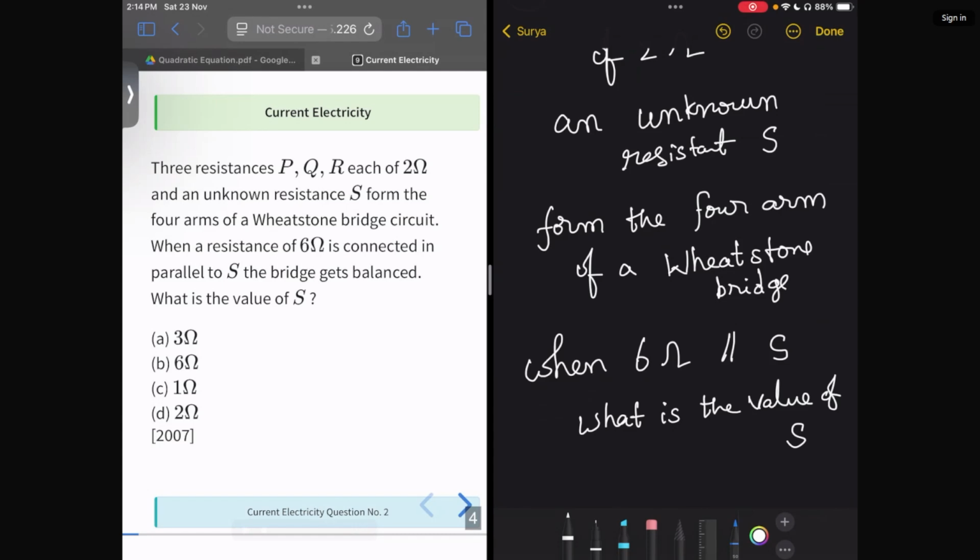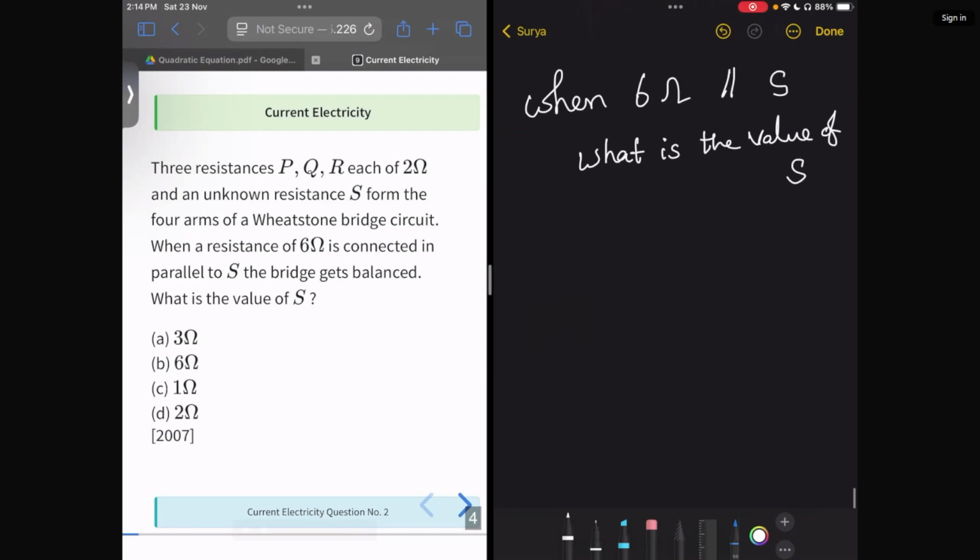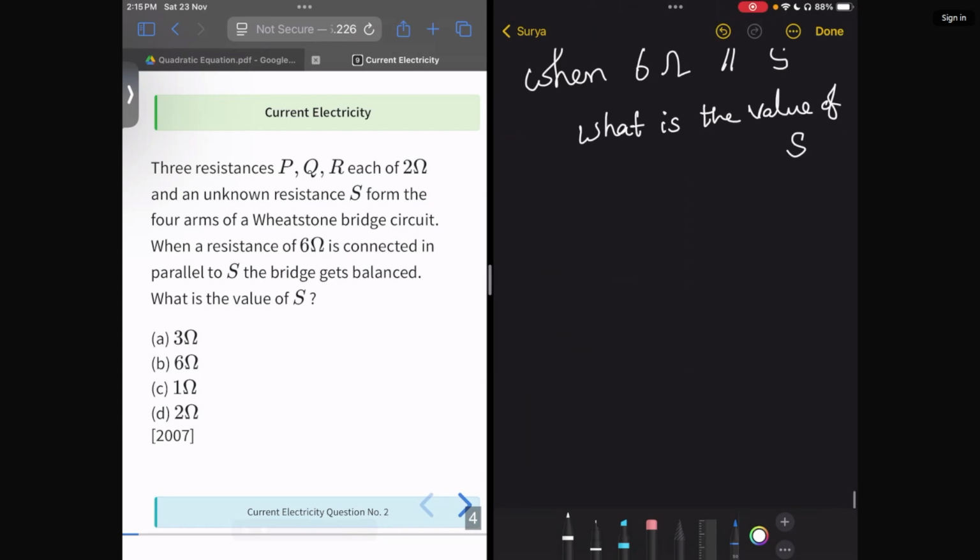First we will discuss what the Wheatstone bridge is. A Wheatstone bridge is an arrangement of 4 resistances which can be used to measure one of the terms given the rest. So the Wheatstone bridge is used to measure resistance. I will show you what a Wheatstone bridge basically is, then we will go to the question.